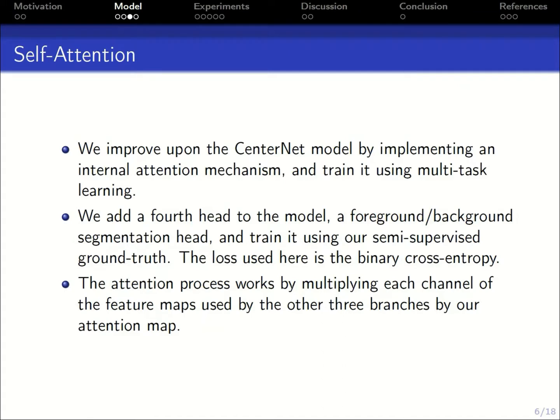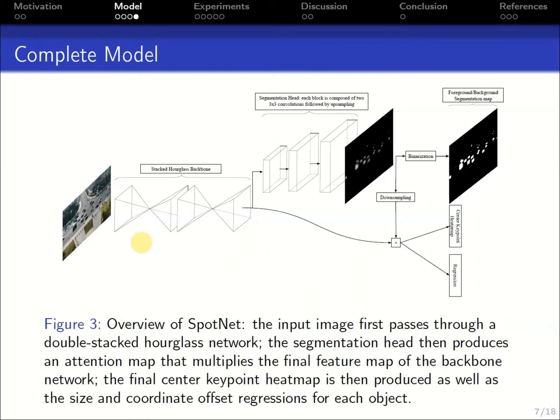We improve upon the CenterNet model by implementing an internal attention mechanism and train it using multitask learning. We add a fourth head to the model, a foreground-background segmentation head, and train it using our semi-supervised ground truth. The loss used here is a binary cross-entropy. The attention process works by multiplying each channel of the feature maps used by the other three branches by our attention map. Here is a complete overview of SpotNet.